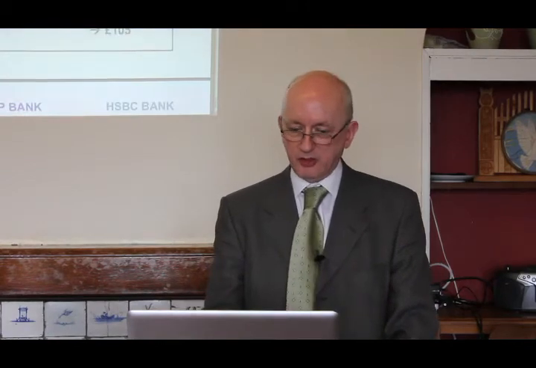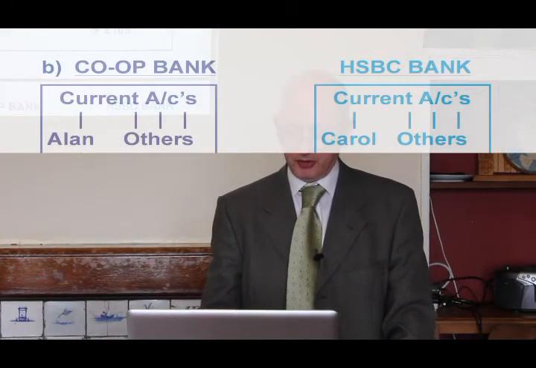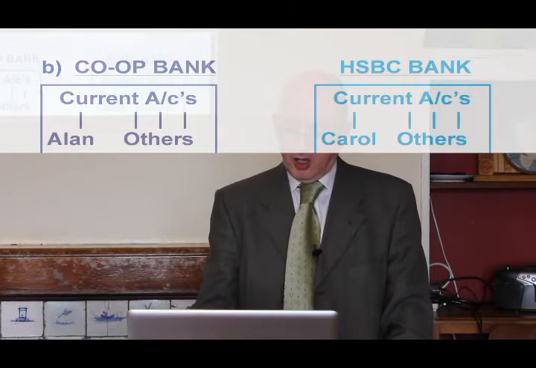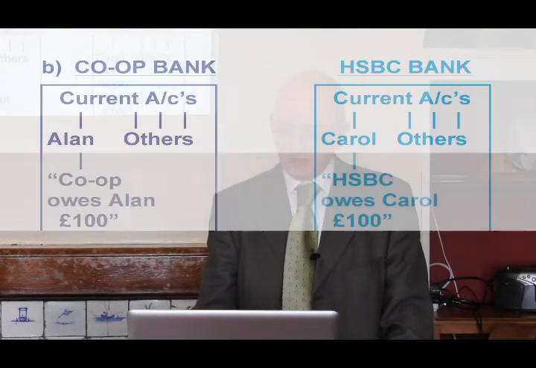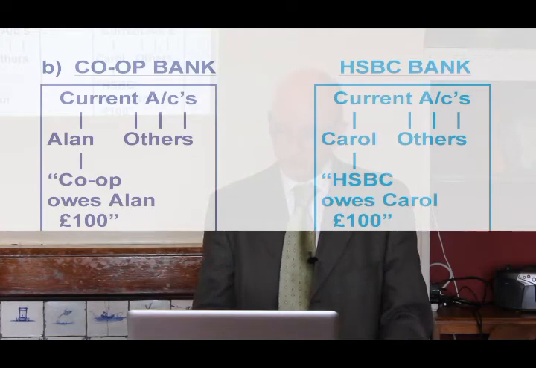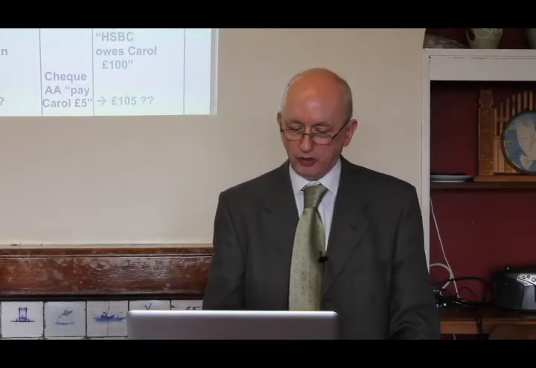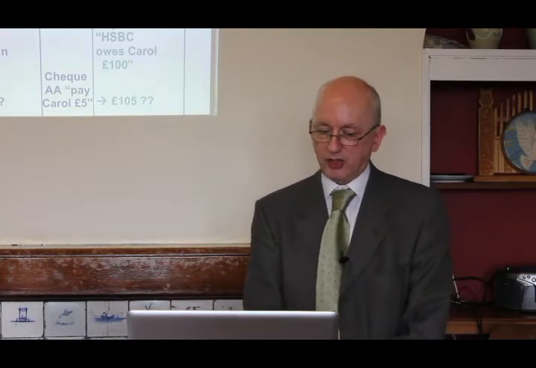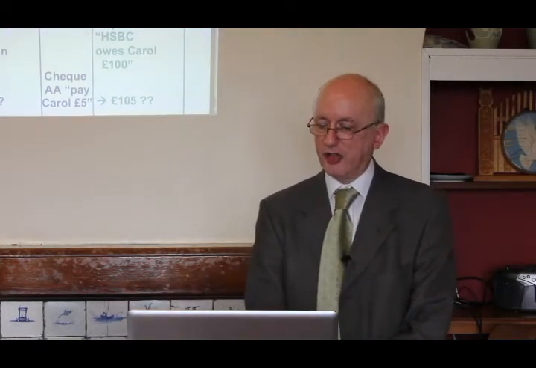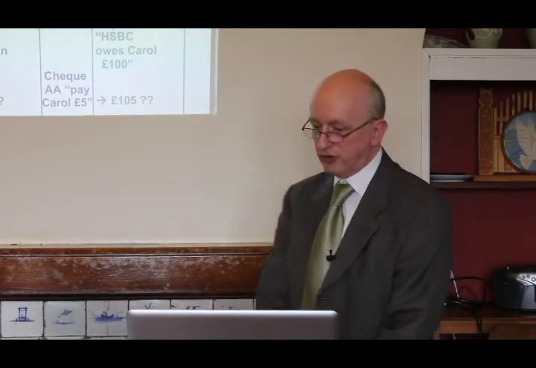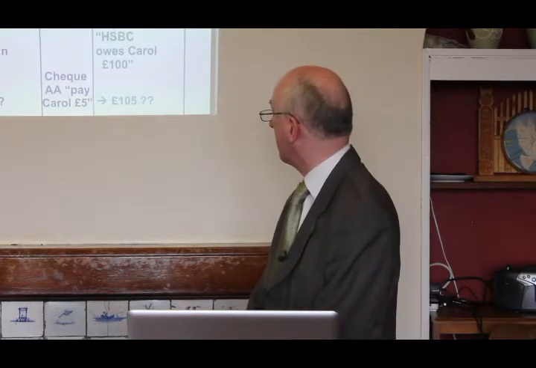Now let's go on to the second case where you're paying a customer of a different bank. So we've got Alan with the Co-op and Carol with HSBC, each with £100, so an IOU from their bank for £100, and Alan writes a cheque to Carol saying pay Carol £5. Now, how's this going to work? What we want to happen is Alan's account again to go down to £95 and Carol's to go up to £105.